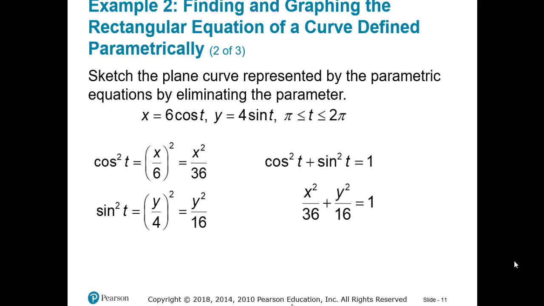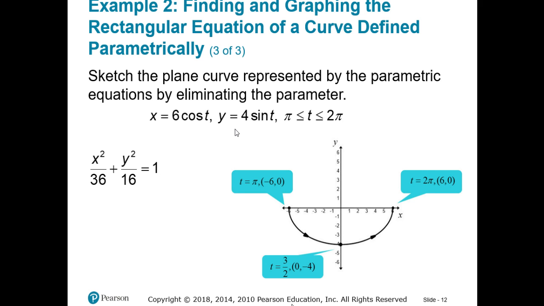Second step. What we do here is apply the identity by adding x squared over 36 plus y squared over 16. That corresponds to the identity cos squared t plus sin squared t equals 1. That's why x squared over 36 plus y squared over 16 equals 1. Finally, on the last step, we do the same as in the last example. We plot all the points.